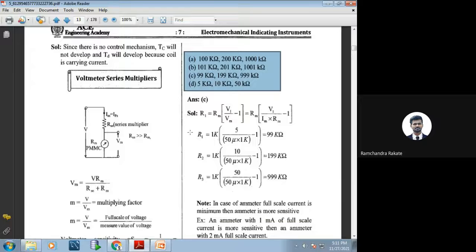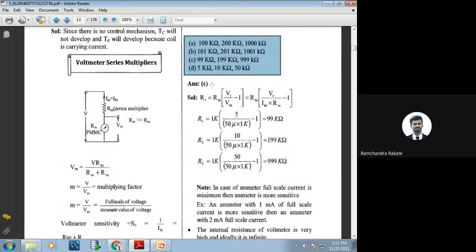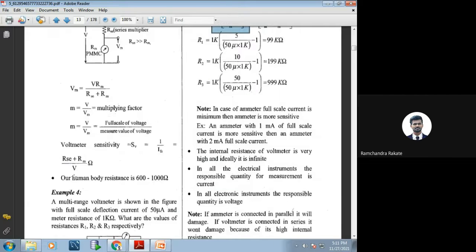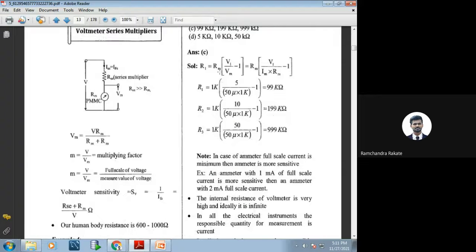So what is the range extension formula? The range extension formula is Rm into (V1 upon Vm minus 1). V1 is given, Rm they have already defined, and Vm they have defined. So Rm into (V1 upon Vm minus 1). Rm, what do we have? They have given 1 kilo ohm, so we start with the meter resistance. Meter resistance is 1 kilo ohm, so we'll simply put in the value of 1 kilo ohm.